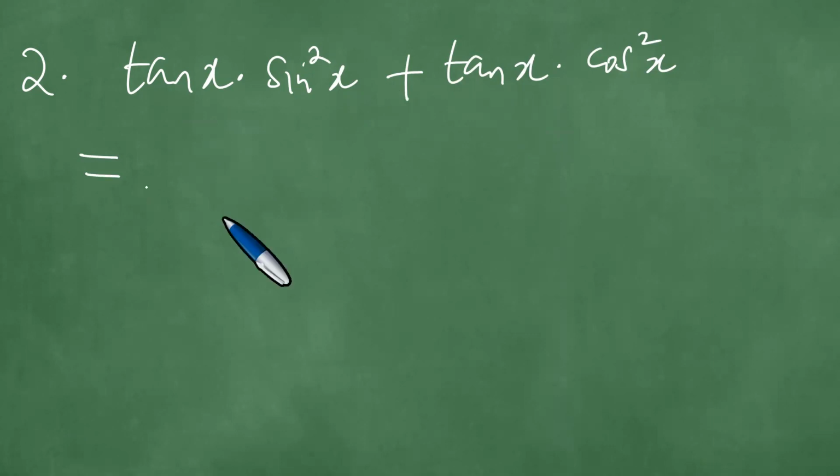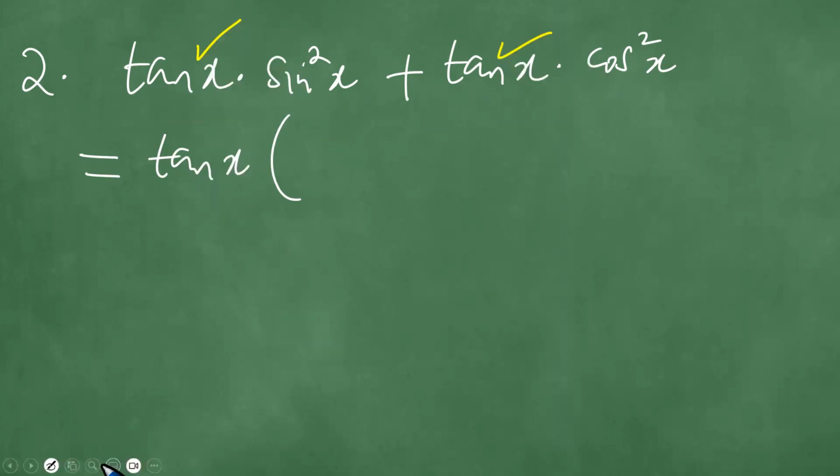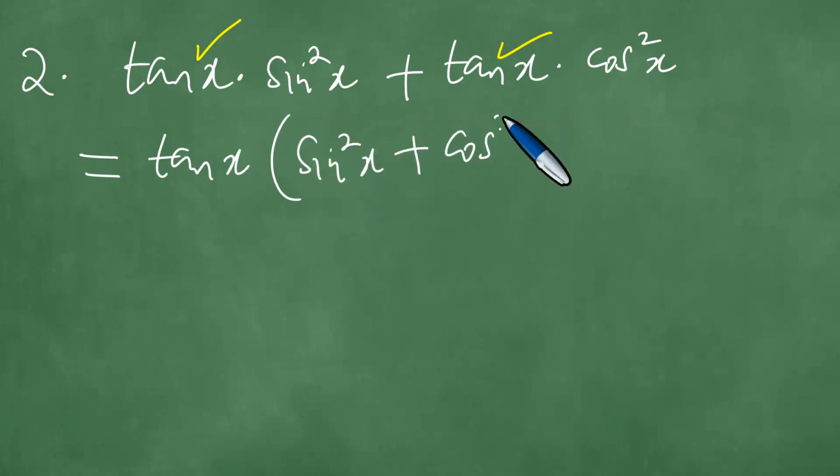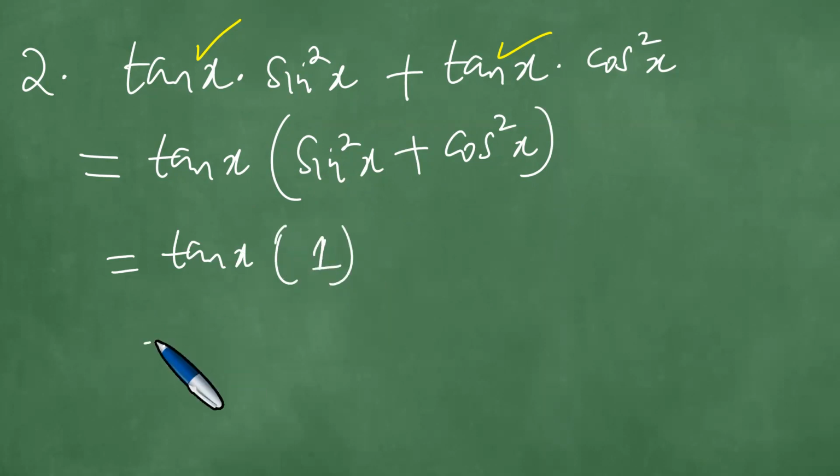The tangent of x is a common factor, the highest common factor, so that now you have the tangent of x that appears in two places. You pull out the tangent of x, and you're left with the sine squared of x plus cosine squared of x. What is sine squared plus cosine squared? The result is 1. And therefore, tangent of x times 1 is the tangent of x, and that is the result. So we're good. Let's look at the next problem. Number 3.